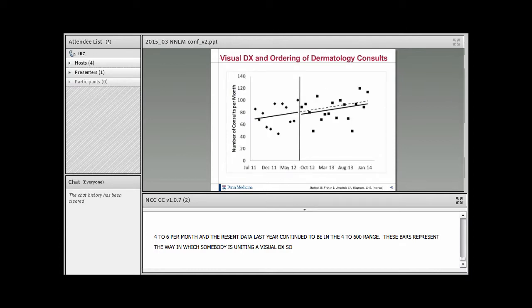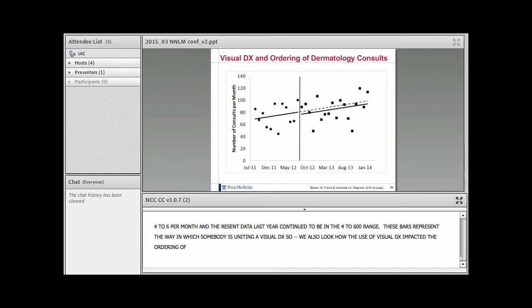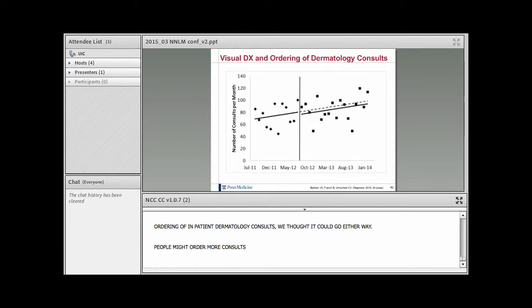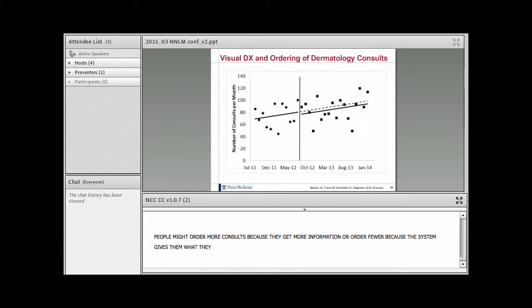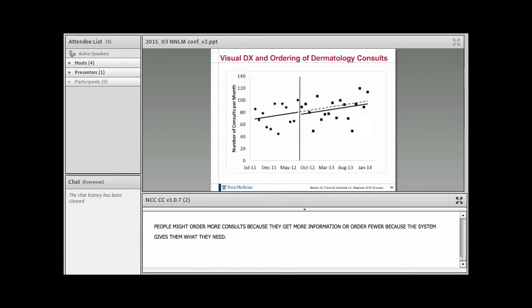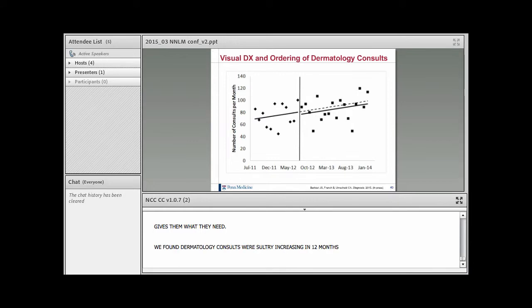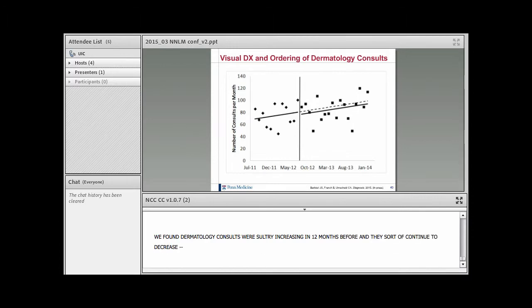We also looked at how the use of Visual DX impacted the ordering of inpatient dermatology consults. We thought it could go either way. People might order more consults because they get more information, or they might order fewer because the system gives them what they need. And basically what we found was dermatology consults at our flagship hospital were subtly increasing in the 12 months before, and they continued to increase in the 18 months after. So there was really no change from the system.